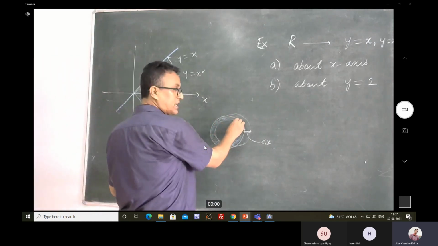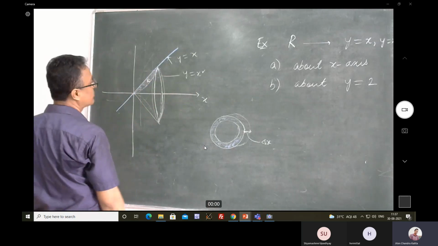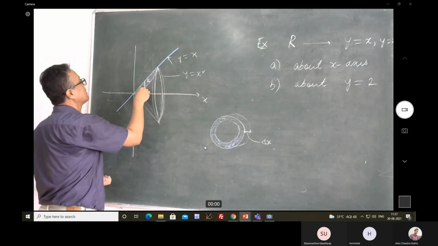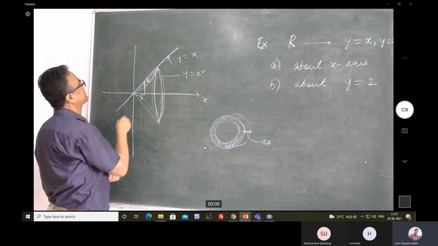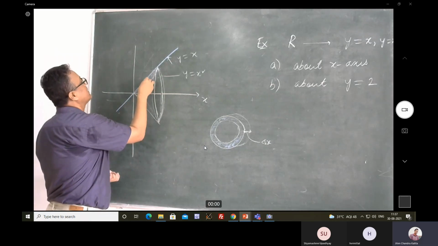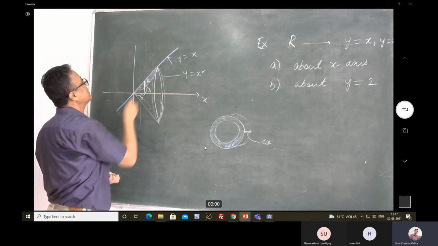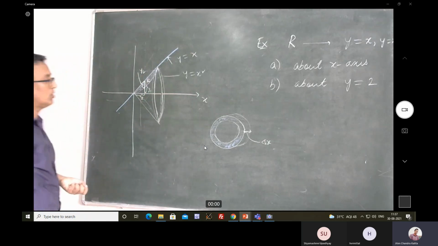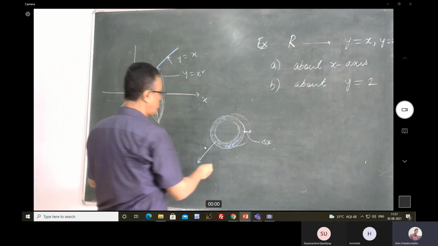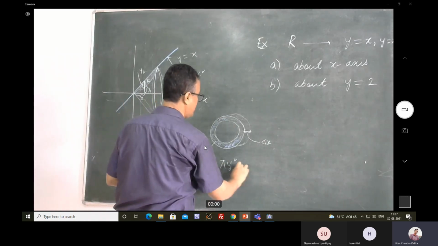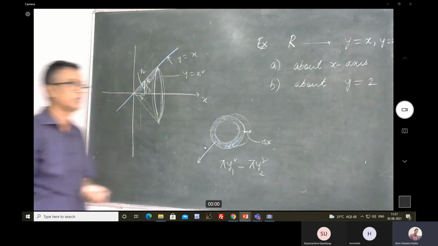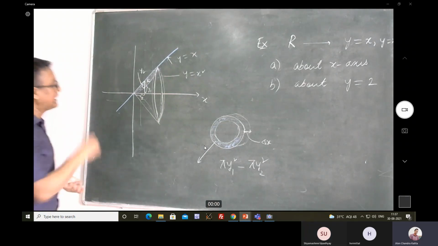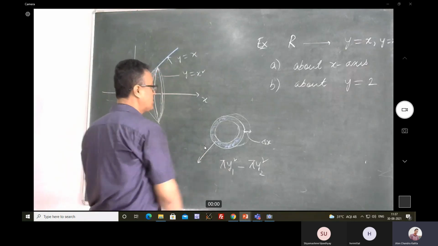If I consider this area, here is my x. If this length is y1, and suppose this length is y2, then the area of the shaded portion is going to be pi y1 squared minus pi y2 squared. Is it okay?